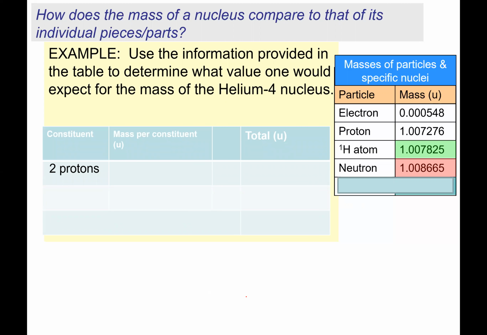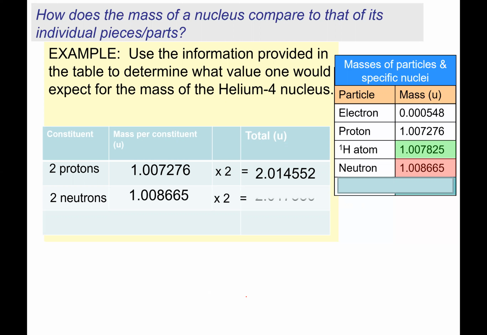We got 2 protons. We got 2 neutrons. We know the mass of 1 proton from our table is given there in atomic mass units. Multiply that by 2, and we get a number there. And then we can do the same thing for the neutrons. And we get a number there. In fact, I would urge you to pause this video just to double check my numbers.